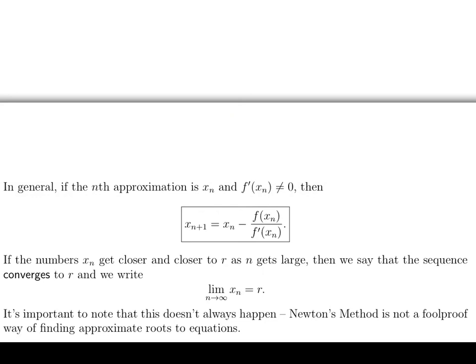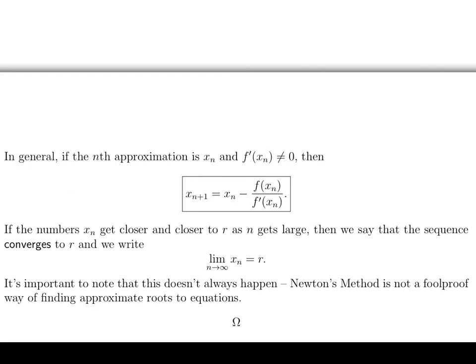Now I would point out that Newton's method is not foolproof. There are ways that it can go wrong. The most obvious way it can go wrong is that one of these derivatives ends up being 0. And the book shows a few other possibilities for what can go wrong. But in general, it's actually pretty robust, and it will work on a large class of equations that you're trying to find roots of. That's all for now.